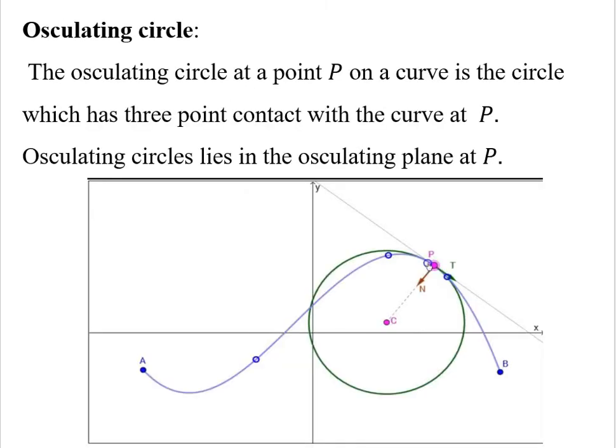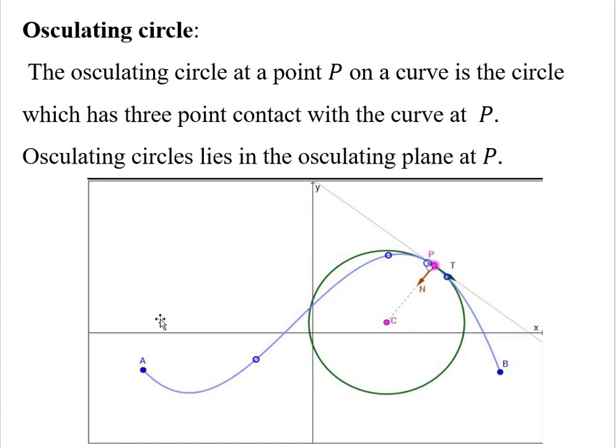So now we are going to see the osculating circle. What is an osculating circle? The osculating circle at a point P on a curve is a circle which has 3-point contact with the curve at P. That osculating circle lies on the osculating plane at P.